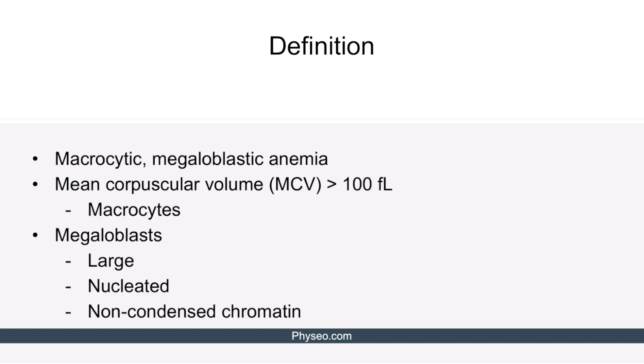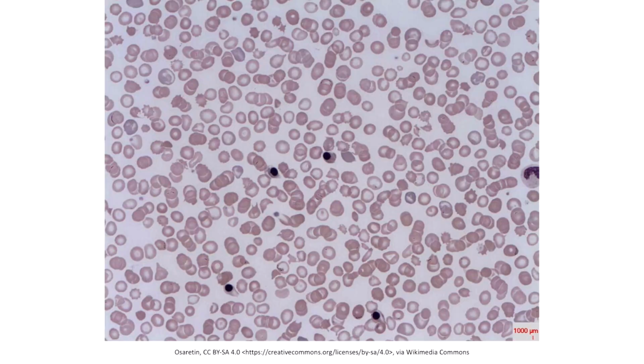B12 deficiency results in macrocytic megaloblastic anemia. Let's break this down. Macrocytic means that the mean corpuscular volume, or MCV, of RBCs is greater than 100. These macrocytic RBCs are known as macrocytes. Megaloblastic means that the anemia is characterized by the presence of megaloblasts, which are large nucleated red blood cells with non-condensed chromatin. This image depicts megaloblasts, which is the hallmark finding of megaloblastic anemia. Note the presence of nuclei and large cytoplasm of these cells.